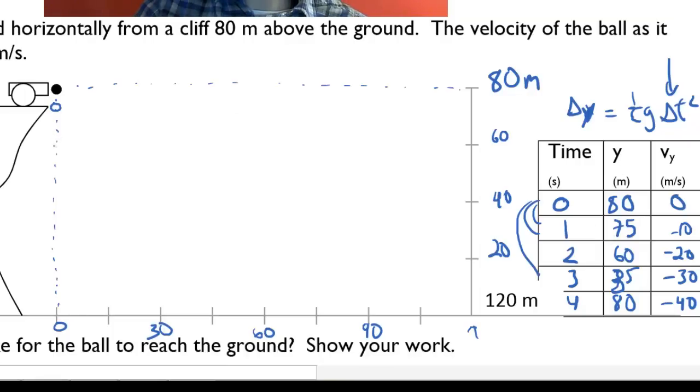It's fallen for a couple seconds, so I'm going to go ahead and draw what looks like 60 to me. I'm going to draw the third second, which is going to be at 35 meters, so I'm going to guesstimate where that's going to be, roughly down here. And then lastly, it's going to be at the ground.